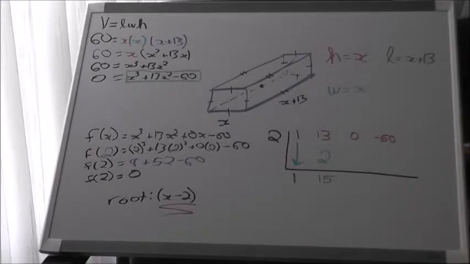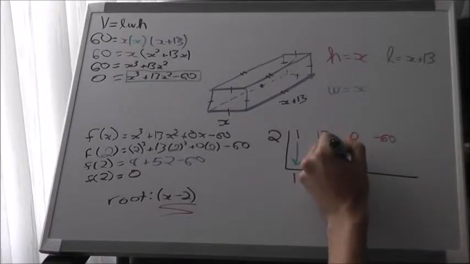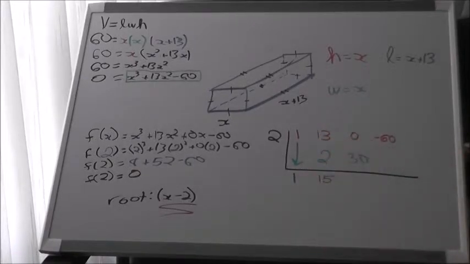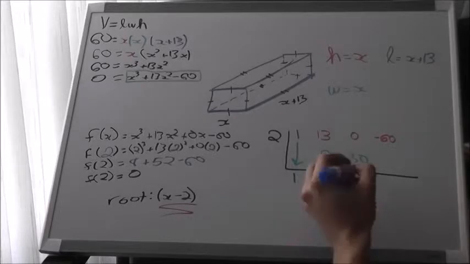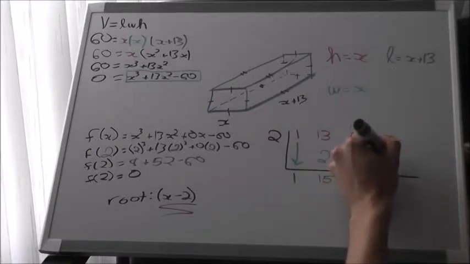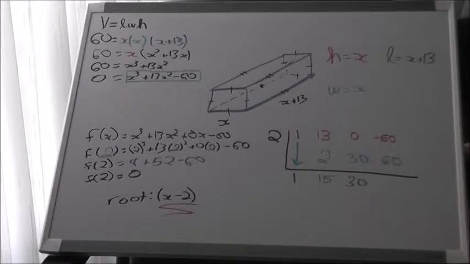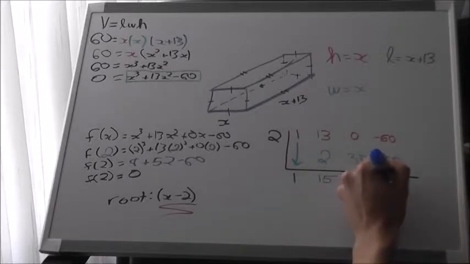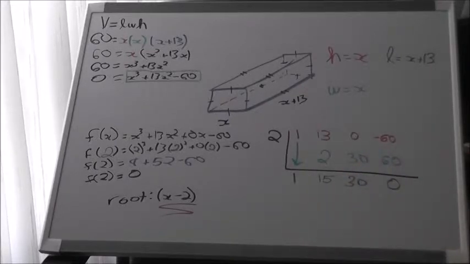So you want to write 30 underneath your 0. Now you add 0 and 30 and it gives you 30. Now you want to multiply your 2 and your 30, which gives you 60, and write it underneath your negative 60. And then you add 60 to negative 60, that gives you 0, which means you have no remainder.